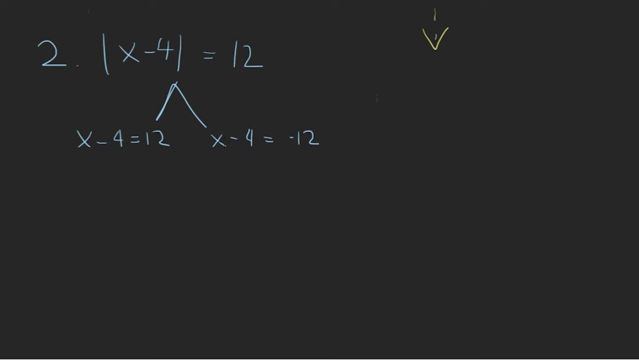We have 2 equations, so let's solve each of them. We're going to add 4 to both sides. We get x is equal to 16. Add 4 to both sides over here, and you get -8 is equal to x. So as you see, we have 2 answers. No worries, no problem. The test accounts for that, absolutely.